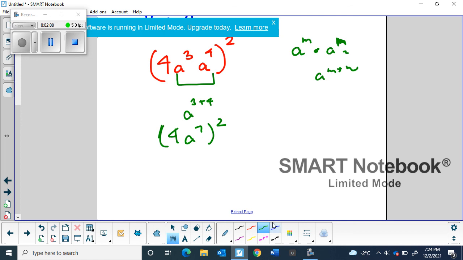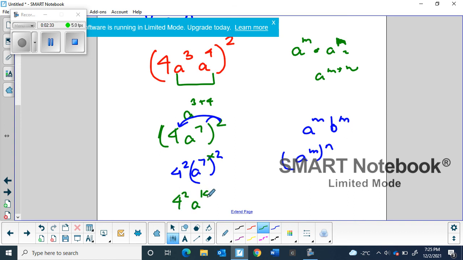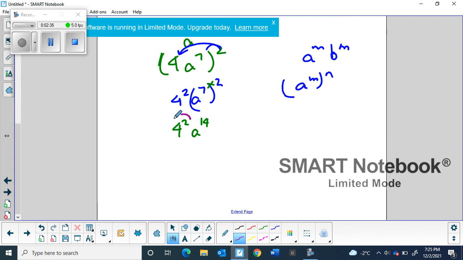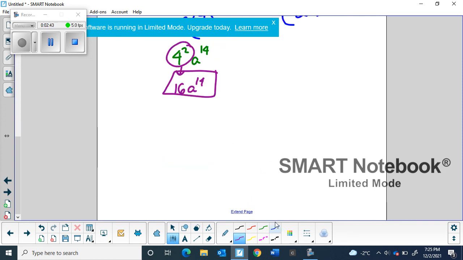And now from here, we can use the exponent rule (ab)^m equals a^m b^m. We're going to bring that 2 to each value. Inside, we have 4 squared and a to the 7 to the exponent 2. And now a^(m times n). We multiply the exponents with the 7 and the 2. We get 4 squared, a to the 14. And final step, 4 squared gives us 4 times 4, which is 16. 16a to the 14th would be our final answer.